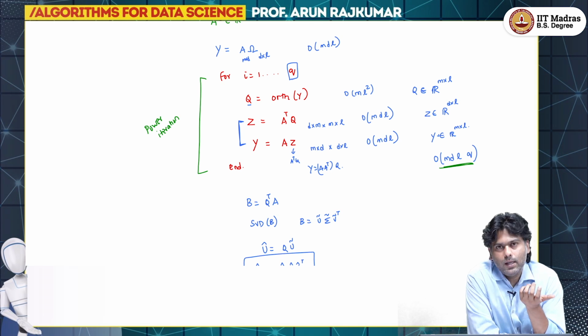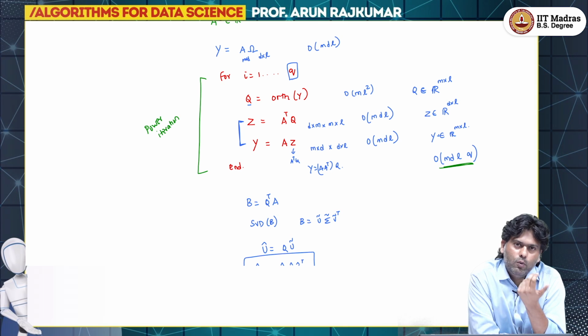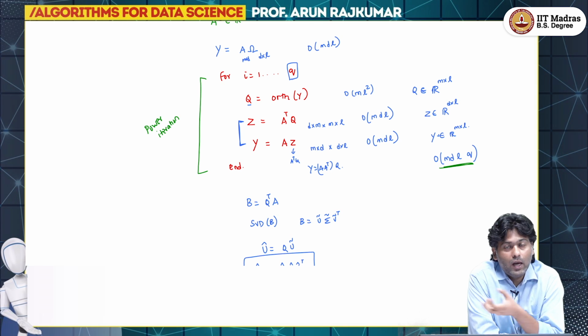So, this is the randomized SVD algorithm. Next time I will meet you with a different algorithm, a different problem, where hopefully we'll see the power of randomization in other areas of data science.